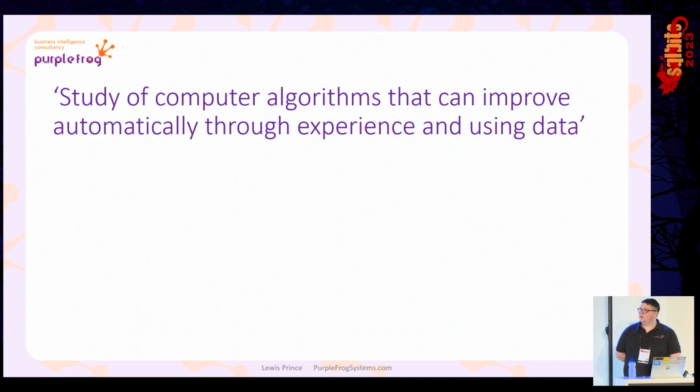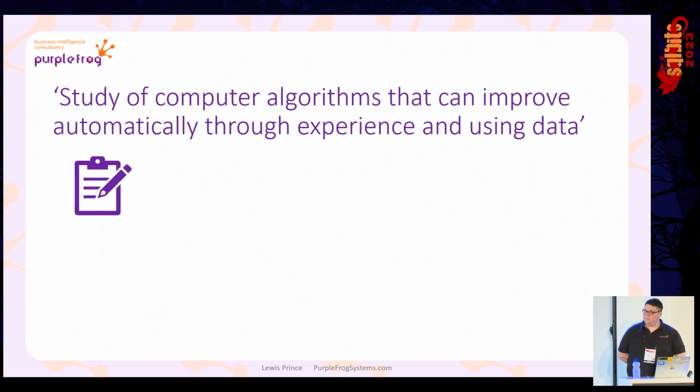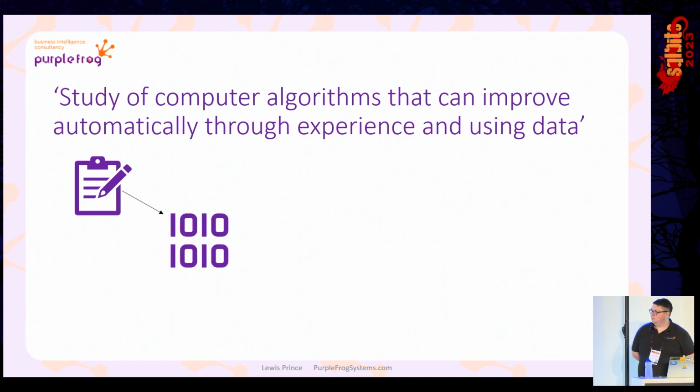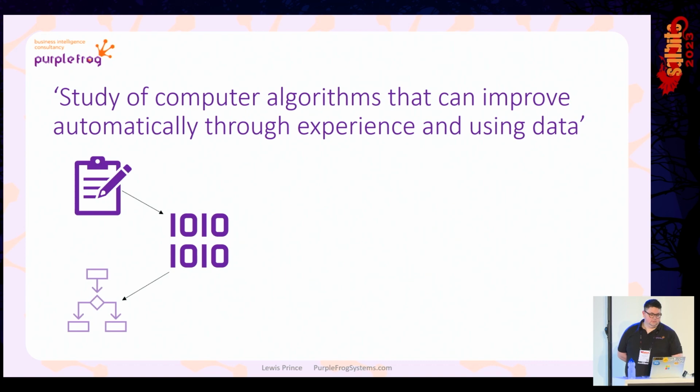Something that does happen, though, is ML and AI are used interchangeably. Strictly speaking, ML is a branch of AI. With ML, you get past data, you give it to your algorithm, it does computations, it works out the rules, and then it gives you a prediction.